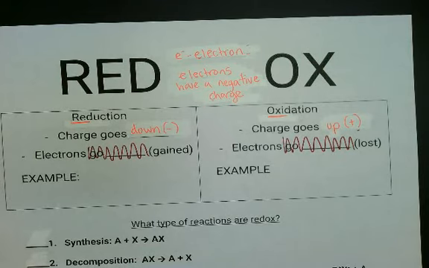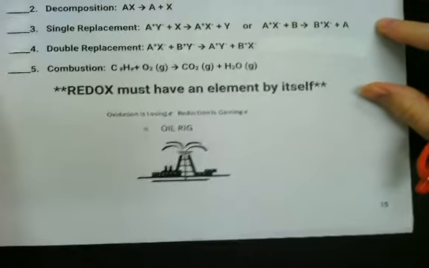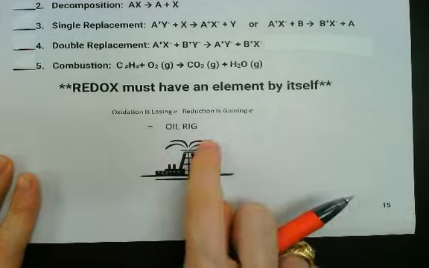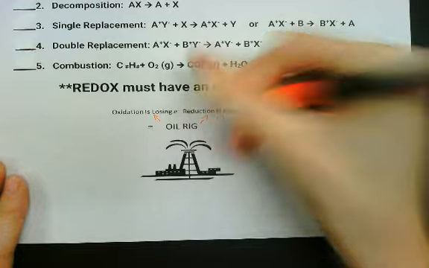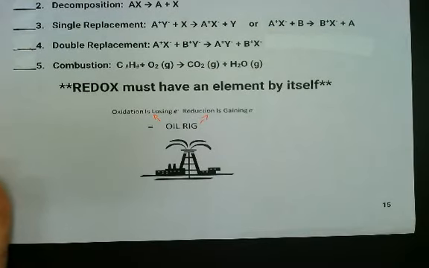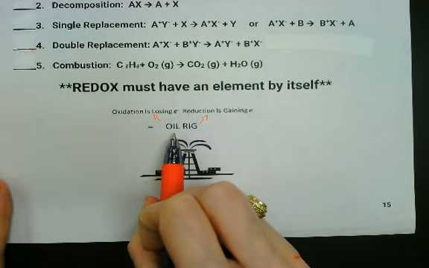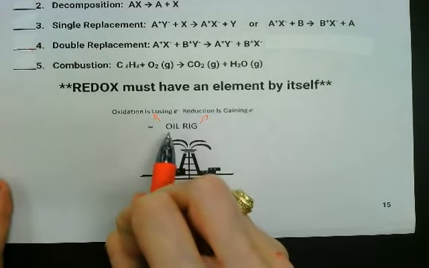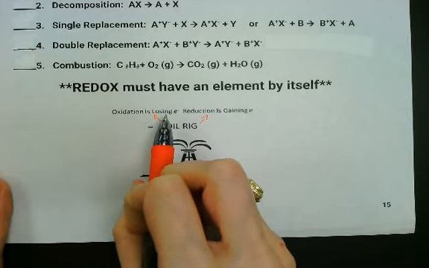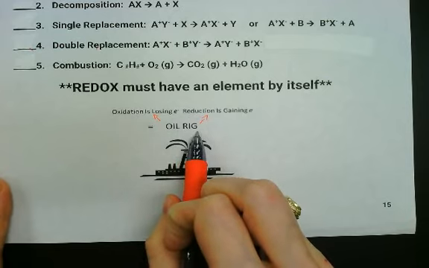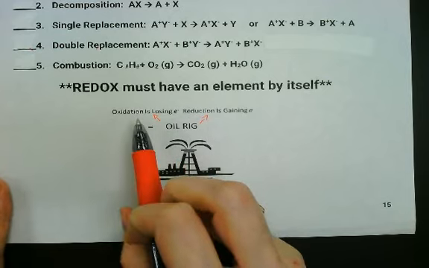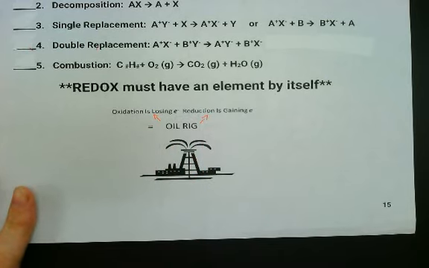A very easy way to remember the difference between reduction and oxidation, I want y'all to look at the bottom of your paper here. We have this mnemonic device, OIL RIG. So OIL RIG is going to be one of two ways you can remember the difference between oxidation and reduction. OIL right here is referring to oxidation. Oxidation is losing electrons. And RIG right here is referring to reduction. Reduction is gaining electrons.